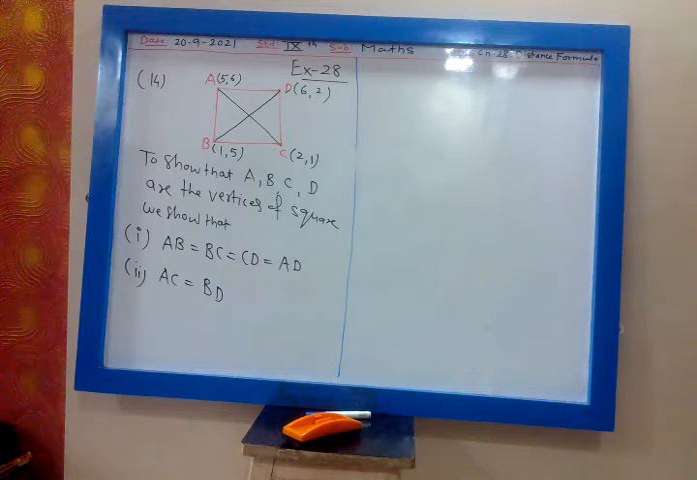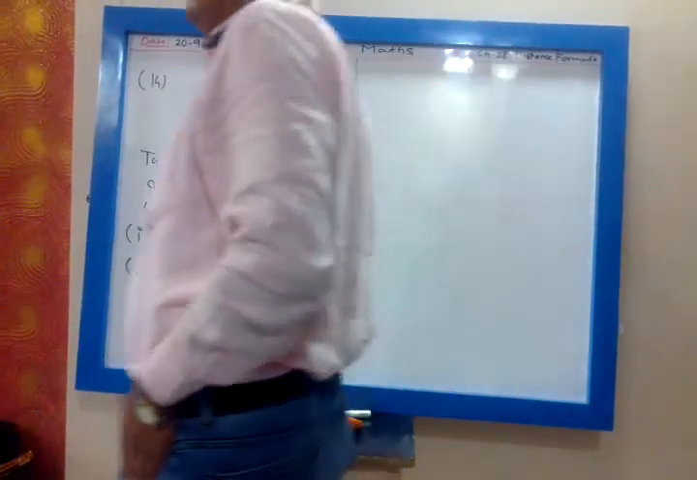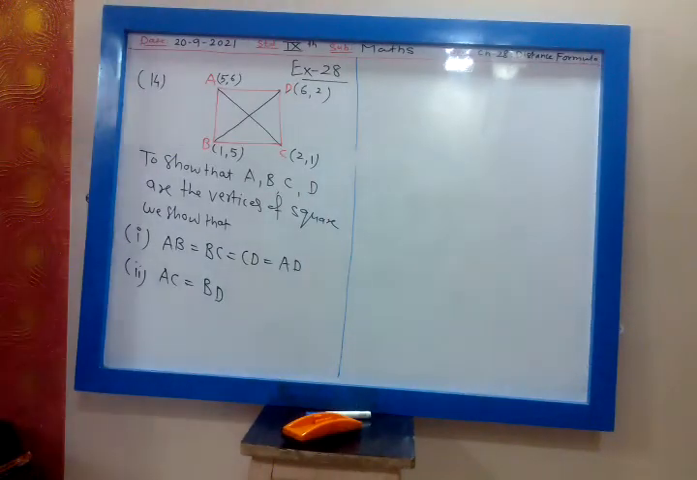Show that they are the vertices of a square. So we show that all four sides are equal: AB is equal to BC is equal to CD is equal to AD, and the diagonals are also equal. For a rectangle, we show that the opposite sides are equal. For a square, we show that all the four sides are equal. Chalo, start. What is the value of AB?